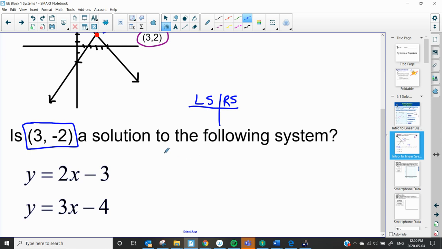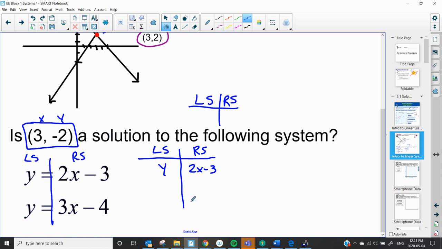So we're going to start with y equals 2x minus 3, and we're going to use left side, right side. All this is, basically, is drawing a line down your equal sign, and the left side of the equation is the left side, and the right side of the equation is the right side. So LS RS: left side is y, right side is 2x minus 3. Then we do our substitution. Well, x is 3 and y is negative 2, so we sub in negative 2, and then we have 2 times 3 minus 3. 2 times 3 is 6. 6 minus 3 is 3. These are not the same, so this is not a solution.